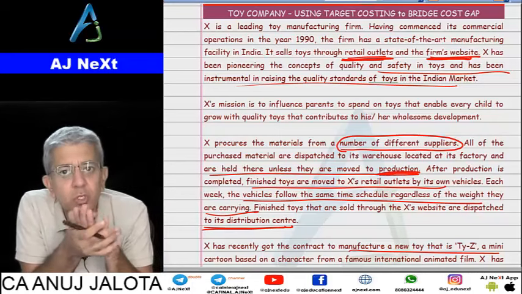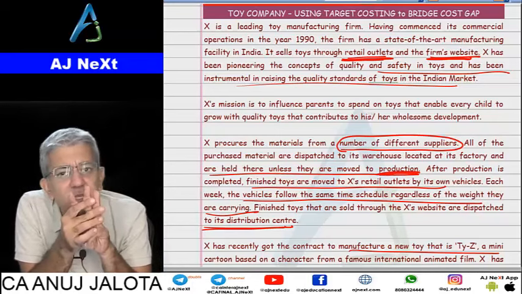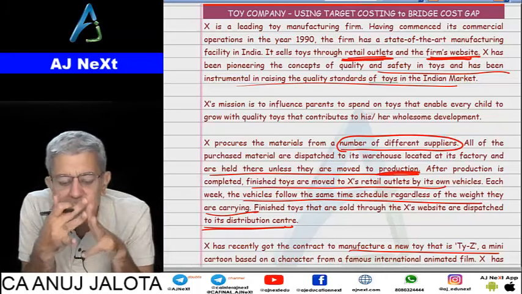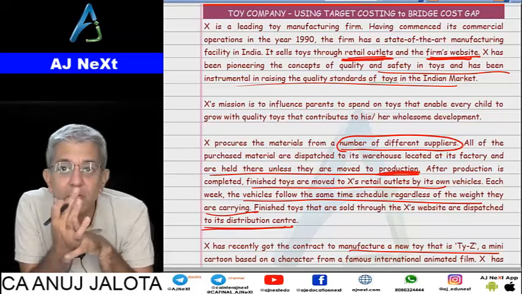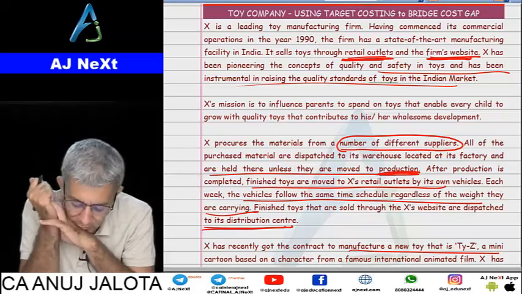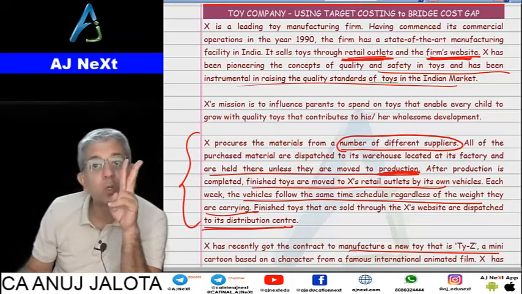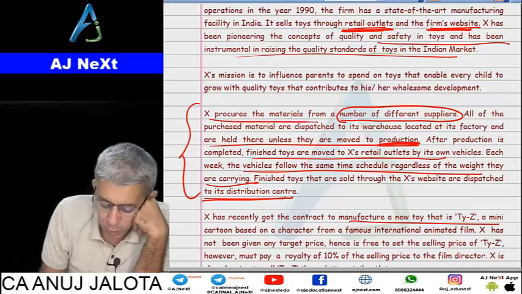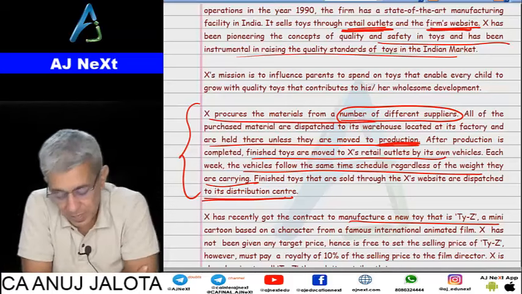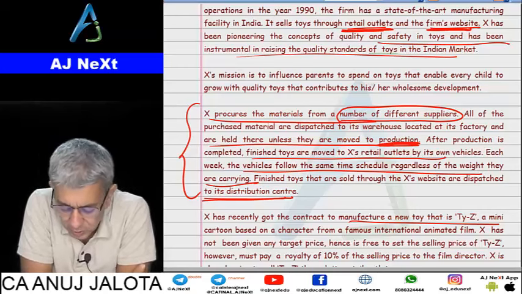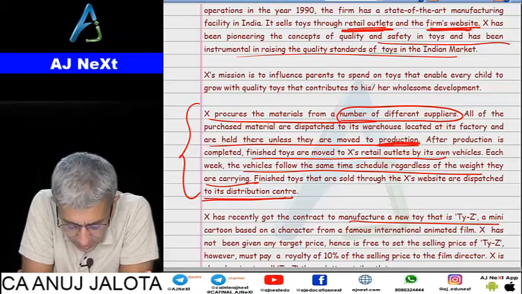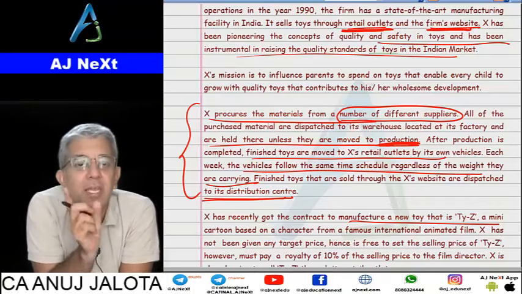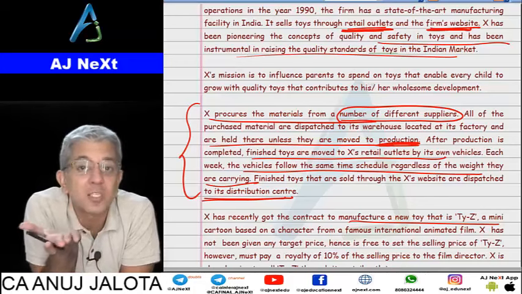So in this question, honestly, there are only three activities for which something has been told: inbound logistics, outbound logistics, and in this case, marketing and sales. So let's try to have suggestions over here. Now see, in this paragraph, you'll start to get two activities' data. X procures materials from a number of different suppliers. All of the purchased materials are dispatched to his warehouse located at the factory and held unless they are moved to production. So one of the costs that the company will be incurring is which cost? Here, carrying cost. They are stocking the goods.